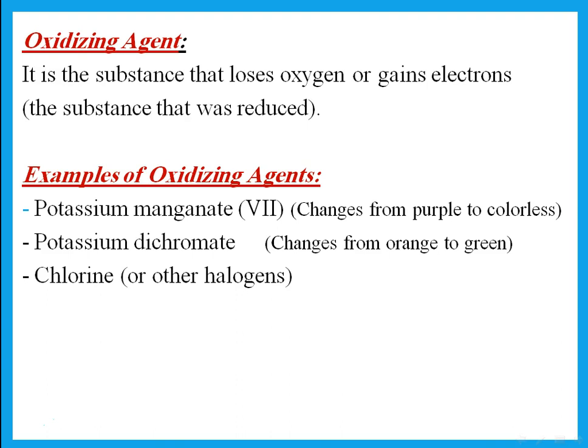In the lab or in experiments, if the question says suggest the name of an oxidizing agent, remember that potassium manganate is an oxidizing agent, potassium dichromate is an oxidizing agent, and halogens are oxidizing agents. You also have to remember that potassium manganate changes from purple to colorless when it reacts. So if the question says that compound A reacted with potassium manganate and changed it from purple to colorless, potassium manganate is an oxidizing agent. That means the other compound is a reducing agent. Potassium dichromate is orange in color. When it reacts with a reducing agent, it changes to green.